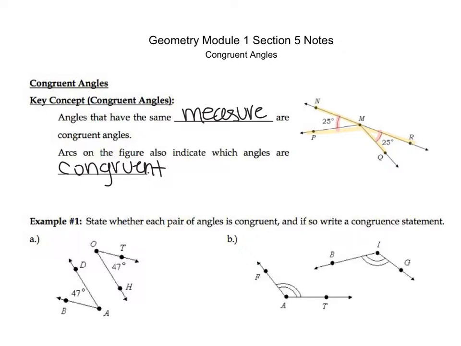So if I'm writing two angles are congruent, I say angle NMP is congruent to angle RMQ. It's the same symbol as when we were talking about congruent line segments.